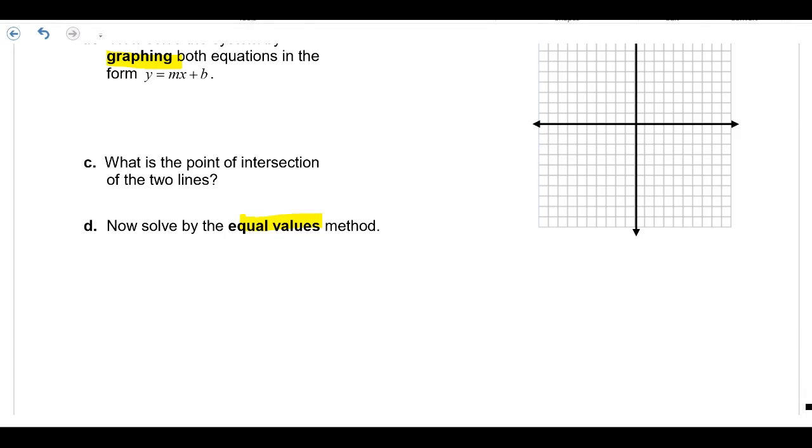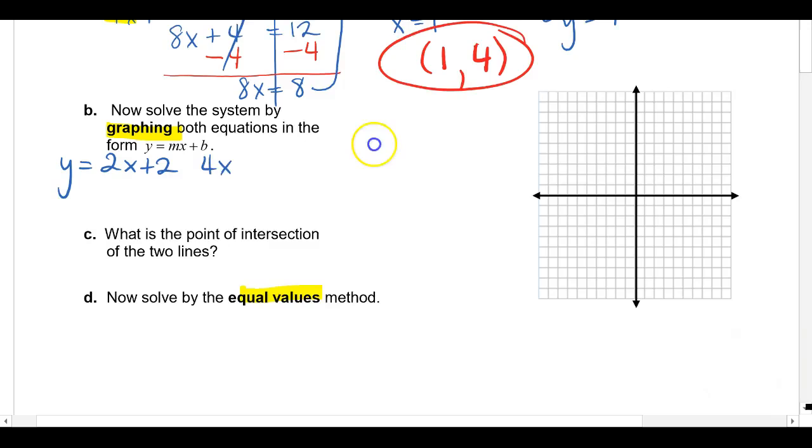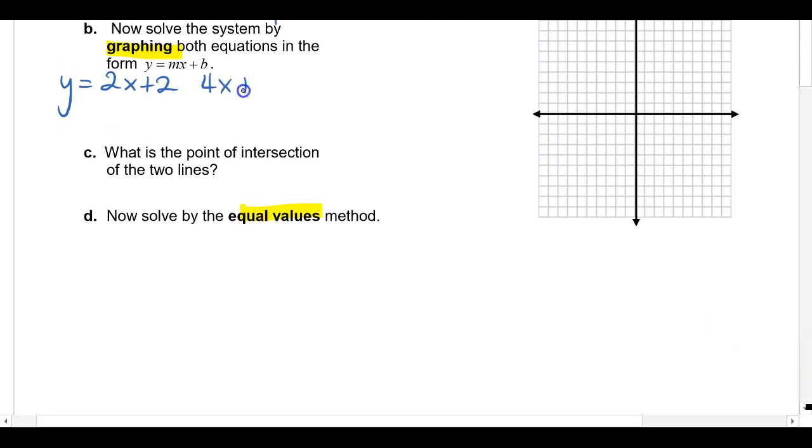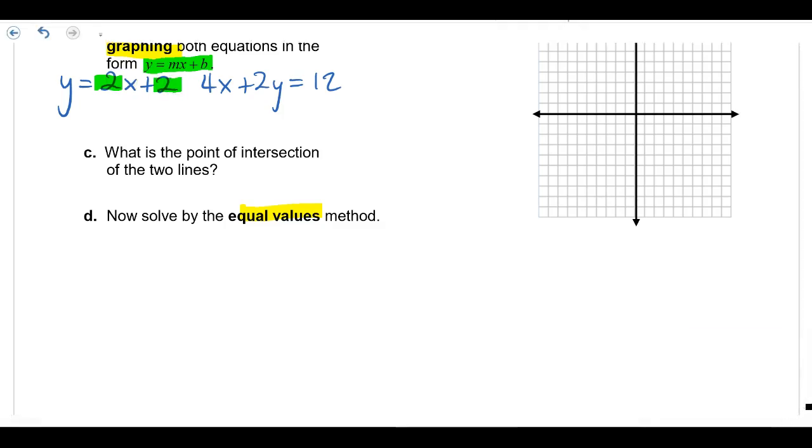Okay, now we're going to graph these two equations. The first equation I have is y equals 2x plus 2. The second equation I had was 4x plus 2y equals 12. Now remember, in order to graph an equation, I need to put it in y equals mx plus b form, or what we call slope-intercept form. So here I have a slope, and then I have a y-intercept. So I can go ahead and graph that.